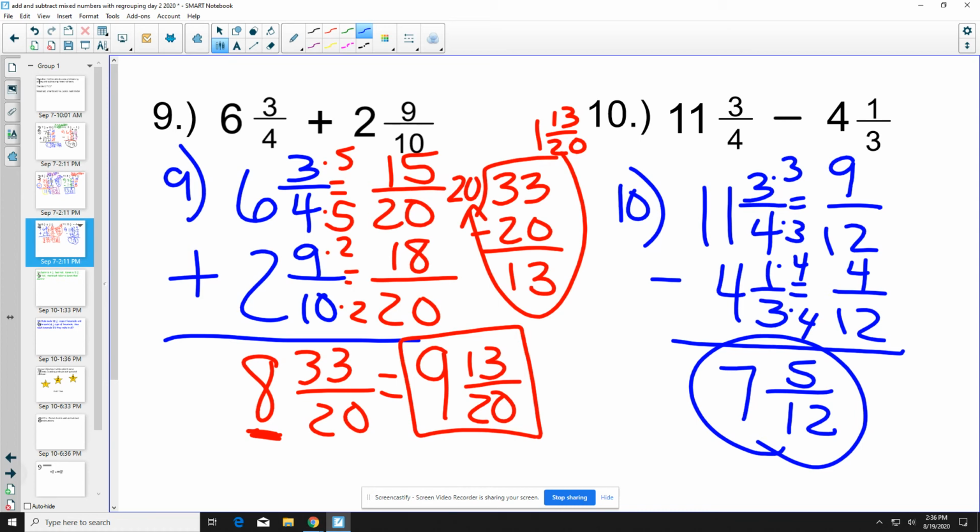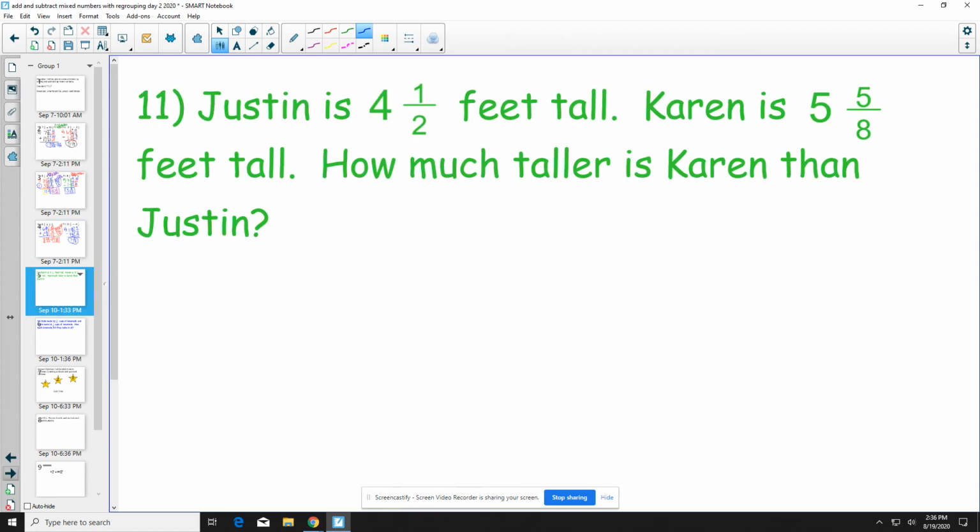Okay, we're going to do 2 more today. So now we're not ready for number 11. We're going to try 2 word problems. The first thing I want you to do is think about whether you should add or subtract. Justin is 4.5 feet tall. Karen is 5 5/8 feet tall. How much taller is Karen than Justin? Which do you think we should do? Add or subtract?